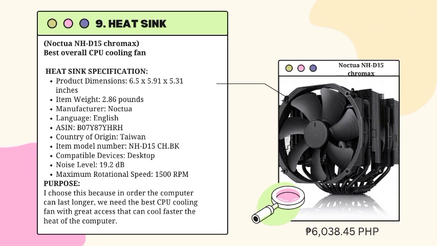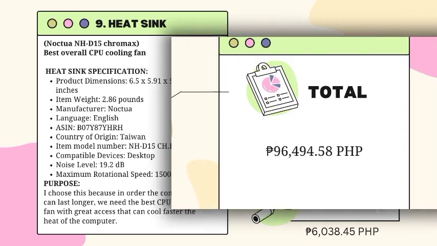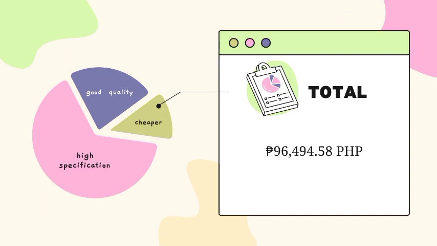Number nine is the heatsink. The brand I choose is the Noctua NH-D15 Chromax, the best overall CPU cooling fan. For the heatsink specification, I choose this because in order for the computer to last longer, we need the best CPU cooling fan that can cool the heat of the computer faster. The Noctua NH-D15 Chromax has a price of 6,038.45 pesos.